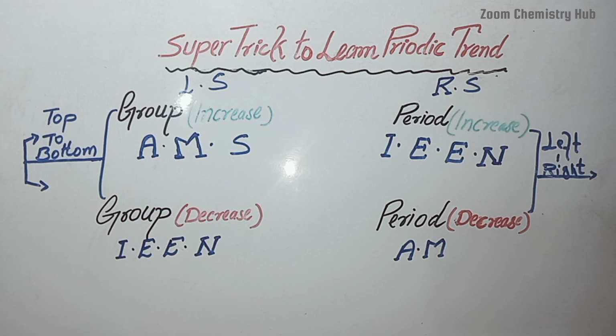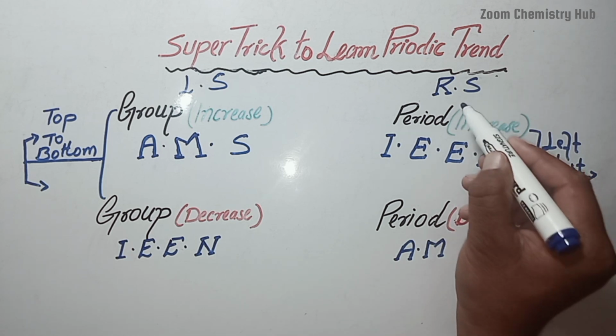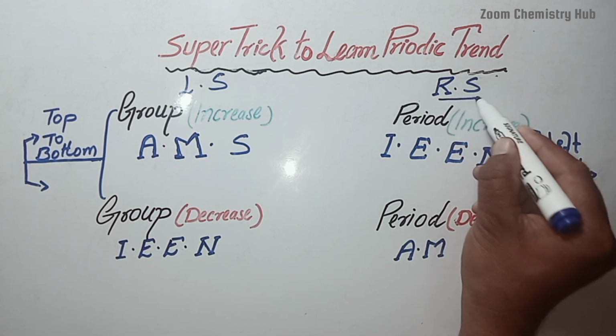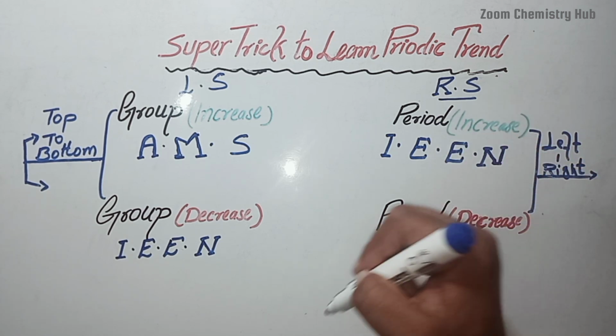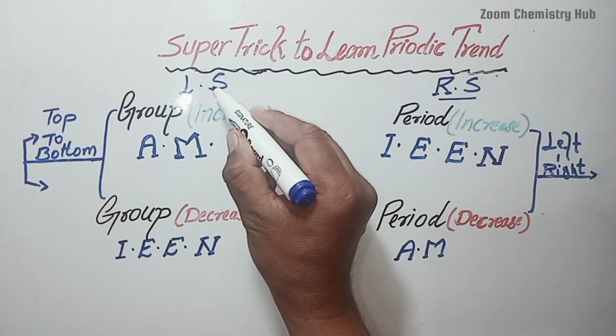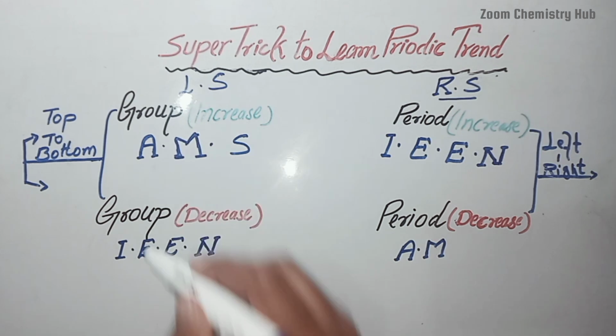Today in this video we will try to learn the periodic trend by a super trick. So we have an arrangement, as you can see, that on my right side we write the periods in 2 times, and on my left side we write the group in 2 times.